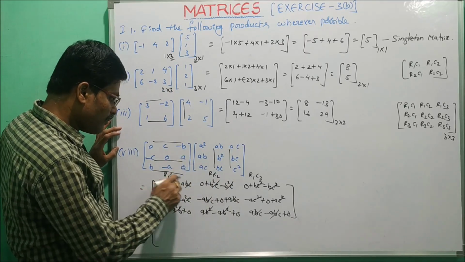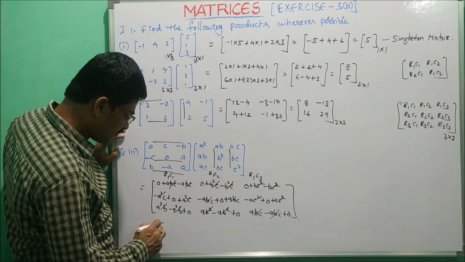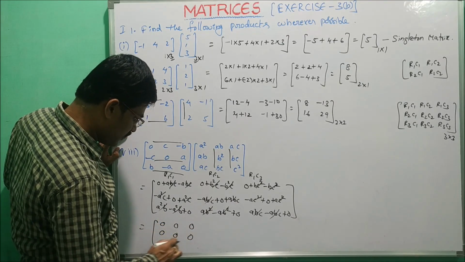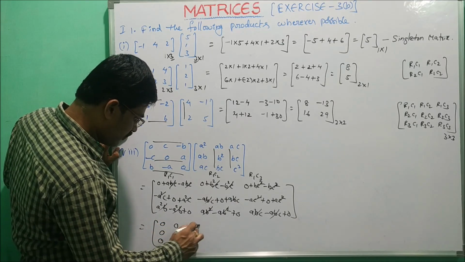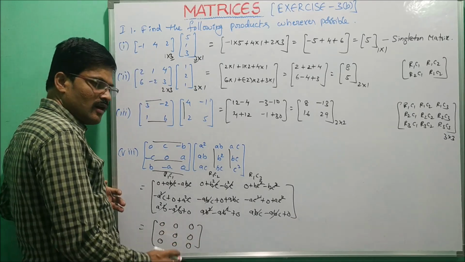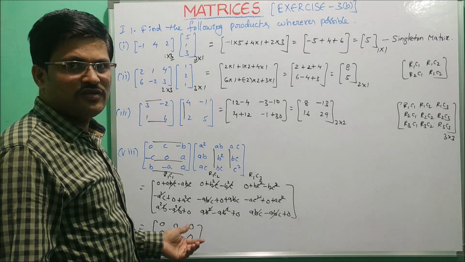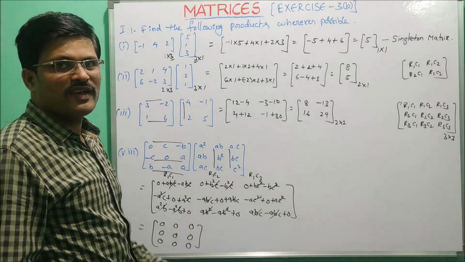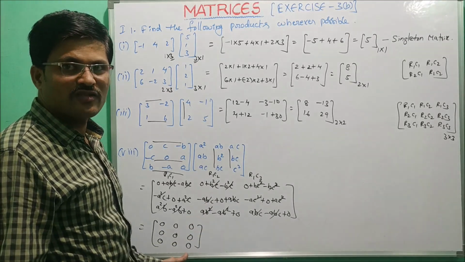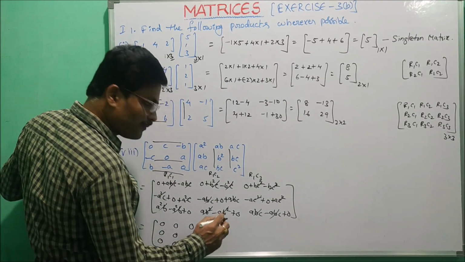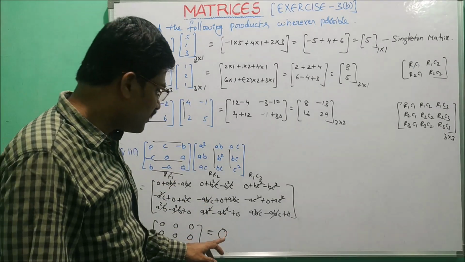Remaining elements, the sum of all elements equals 0 0 0 0 0 0 0 0 0. So all entries are zeros. Therefore the type of matrix is a null matrix, which is always called a null matrix. Symbolically it is denoted by O. The null matrix or zero matrix is denoted by O.